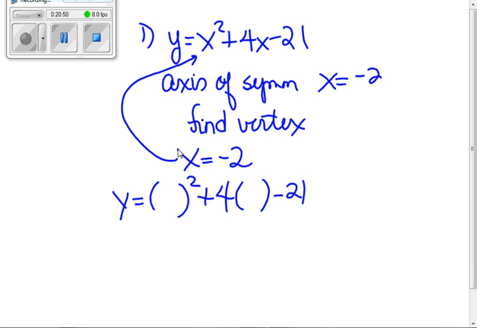Good girls. So, Jens, what's -2 squared? No? 4. Okay, Joey. Kate, what's this going to give you? 4 times a -2?